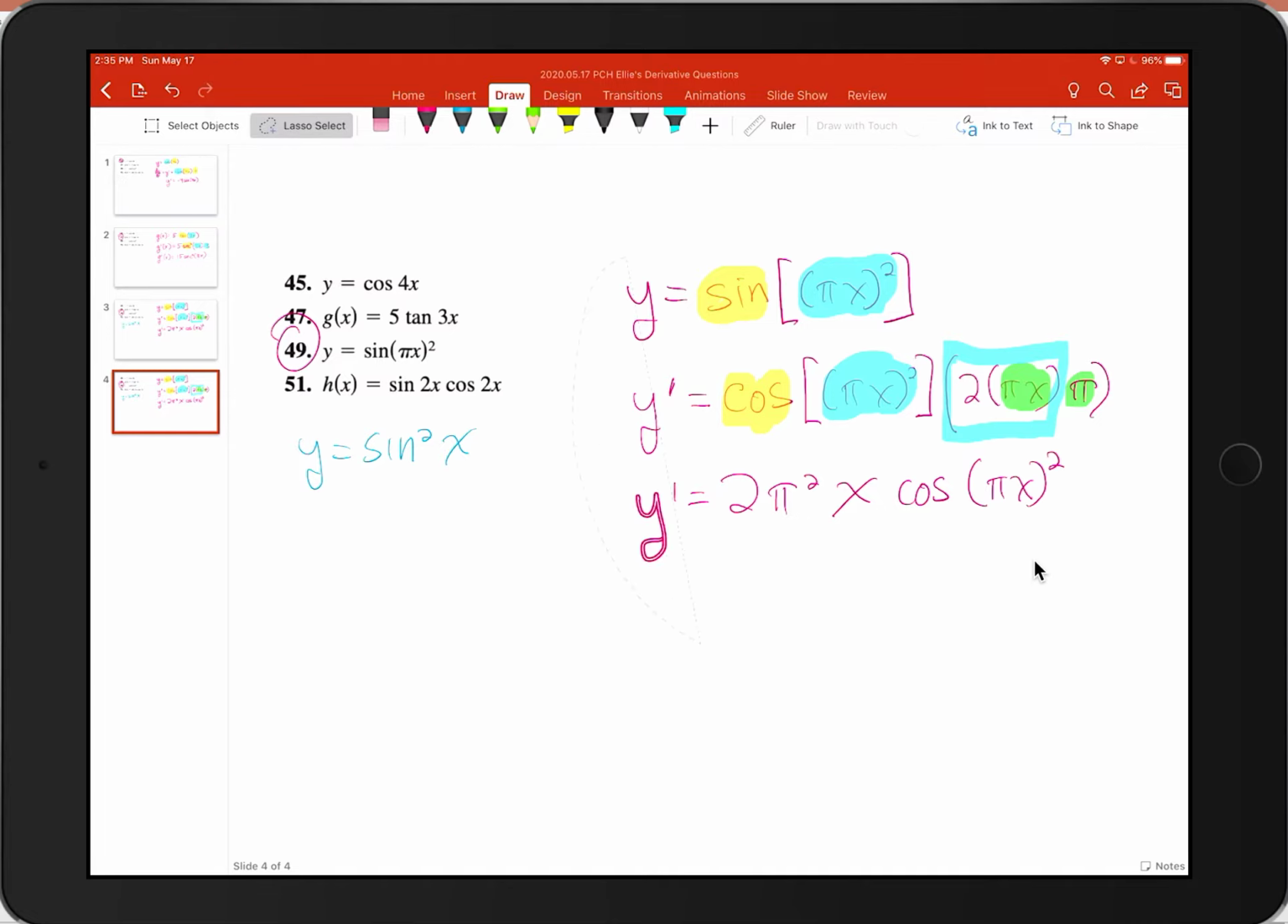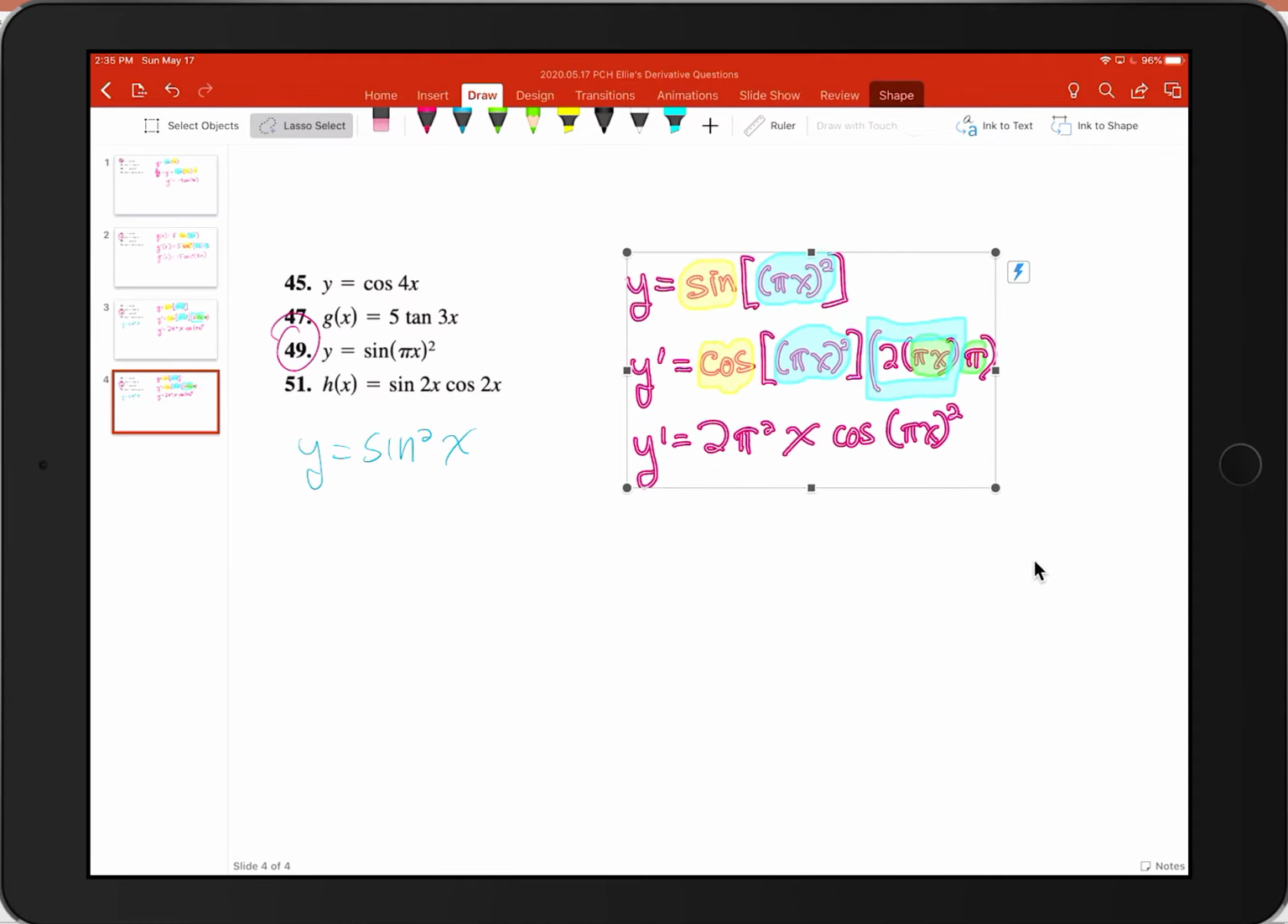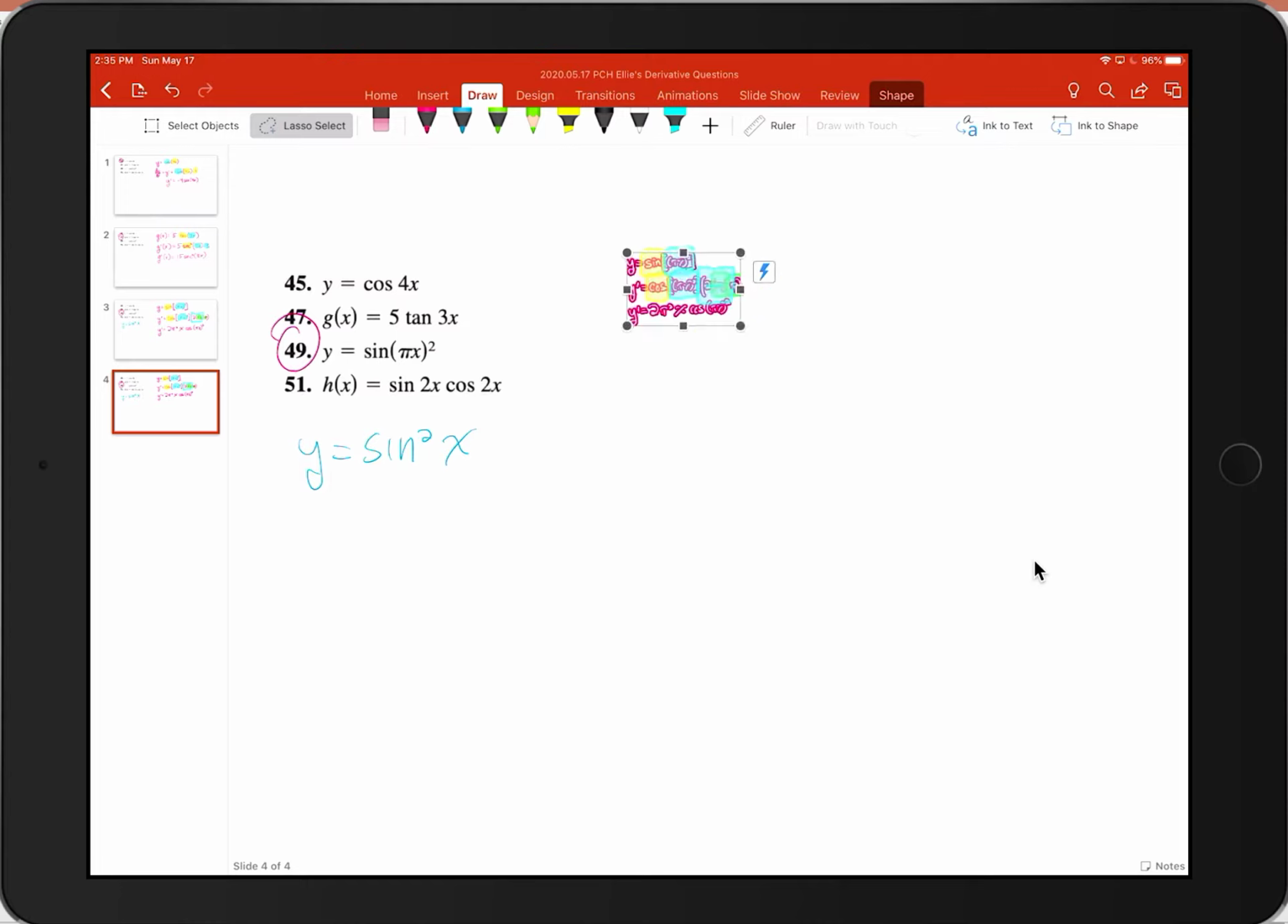Now this last one requires us to mix and match the chain rule with something else we went over, the quotient rule. And not the quotient rule. By quotient rule, I meant product rule. So let's try that again.